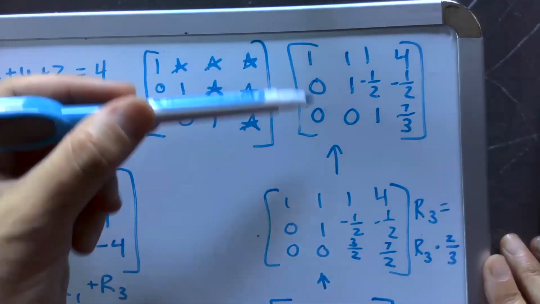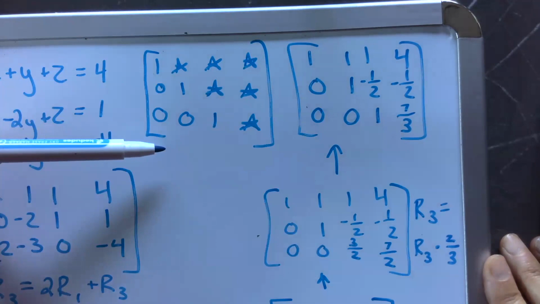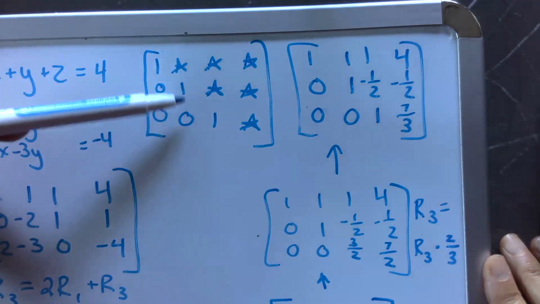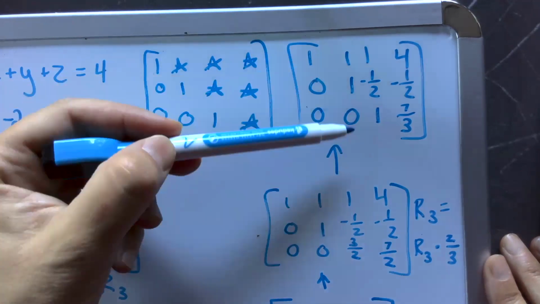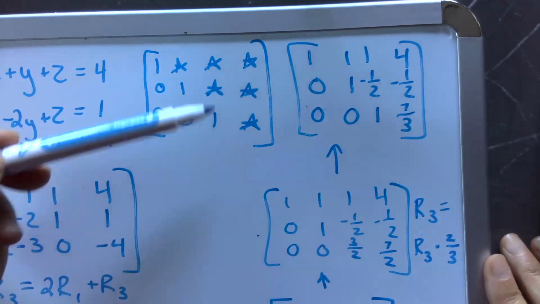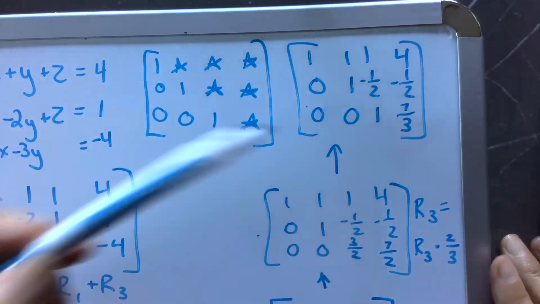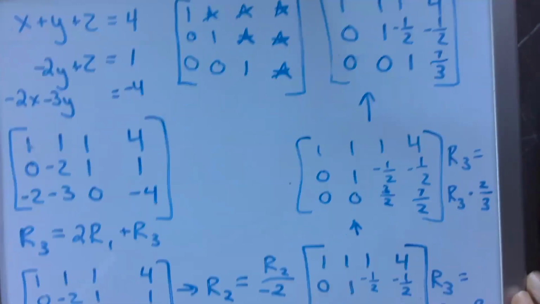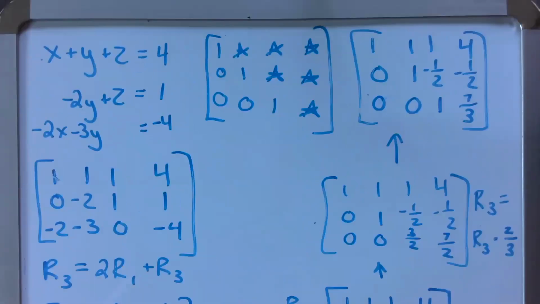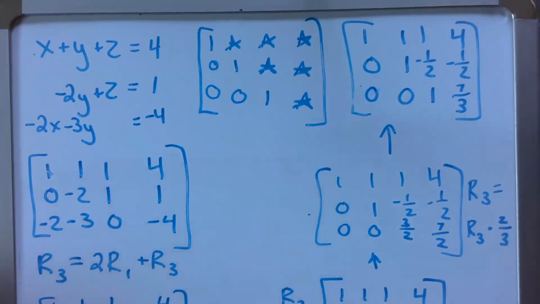And if you look, there's the form we were looking for. A 1 with nothing but zeros under it. Any old number, a 1 and nothing but zeros under it. And then any old number, a 1. All right, so we did it. Look at all that work. And now we're ready to solve.